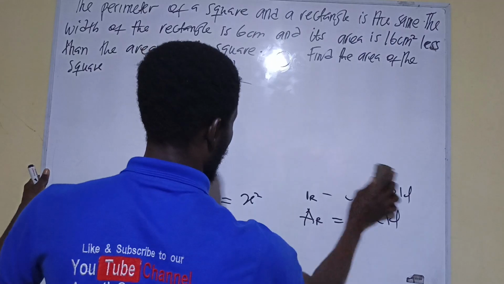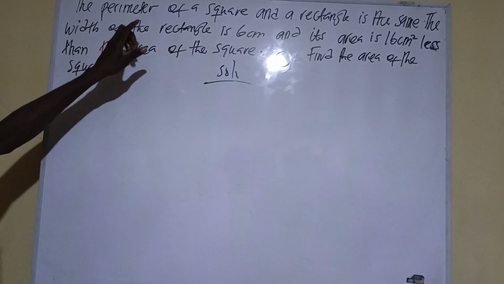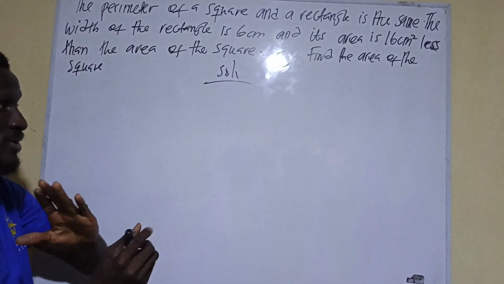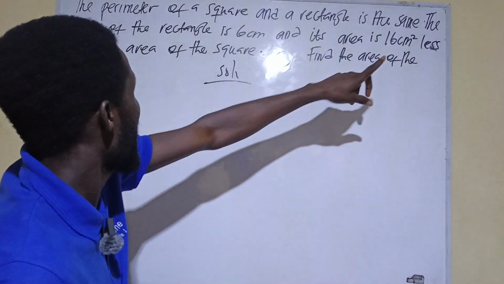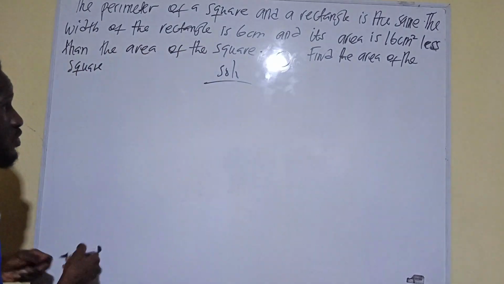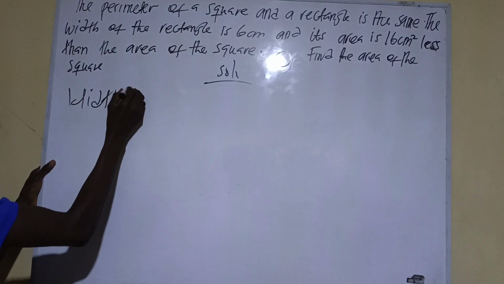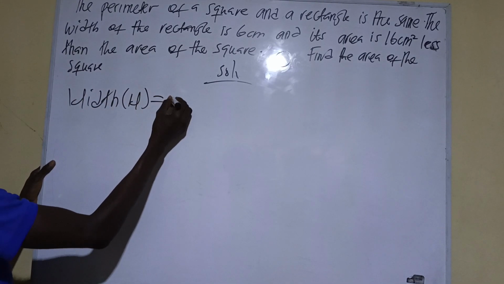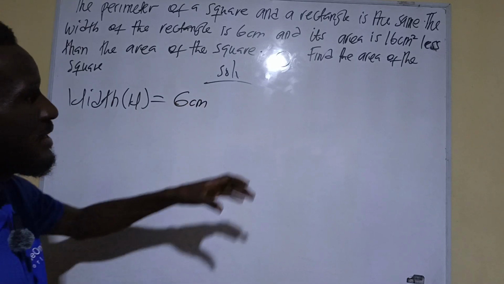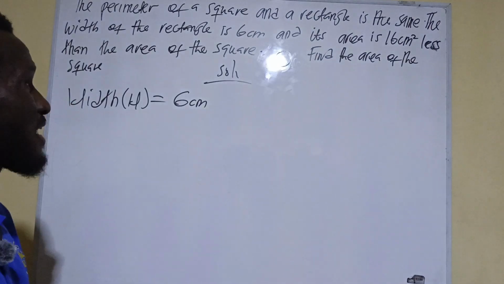What are we saying here? The perimeter of a square and a rectangle is the same, meaning they have the same perimeter. Now let's move on. The width of the rectangle is 6 centimeters. So we have the width, that is the W, is equal to 6 centimeters. And its area is 16 centimeters less than that of the square.